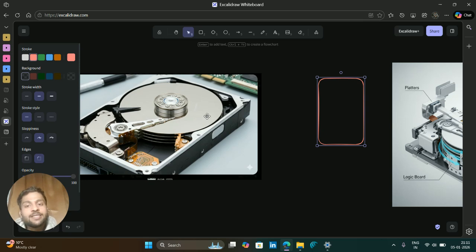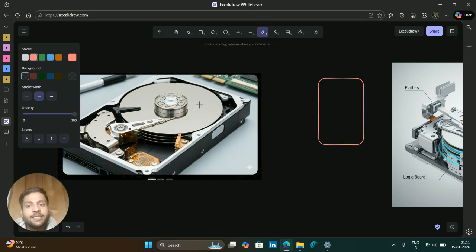See, these things which you see here are actually plates. And this is a read-write arm that is actually used to read the data and to write the data, whatever the data is there.